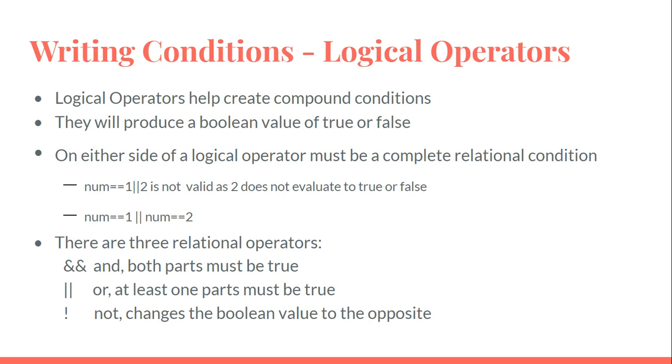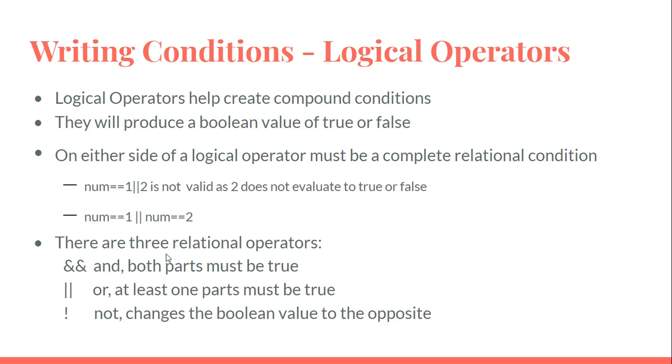One of the keys that we have to remember is that when we're writing compound conditions and using logical operators, both sides of the logical operator have to have a complete relational condition. So writing something like this, num equals 1 or 2, is not valid. This is a complete relation. It evaluates to true or false. This is not a complete relation, so the statement is invalid. Something like this has to be written as num equals 1 or num equals 2.